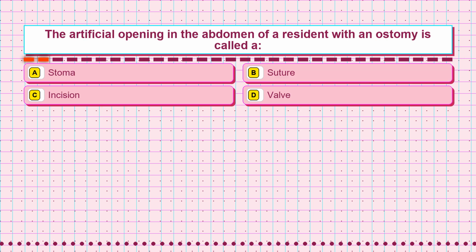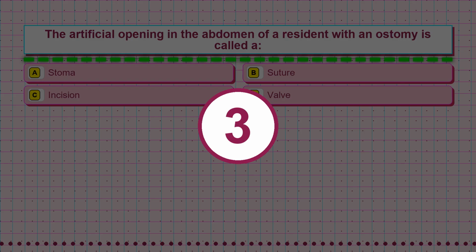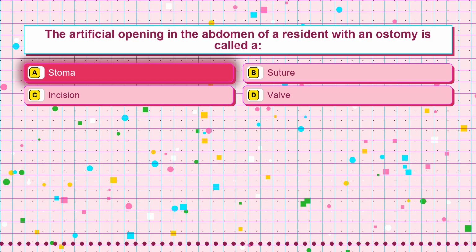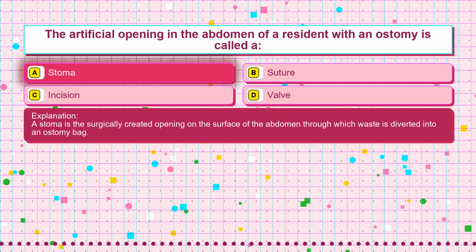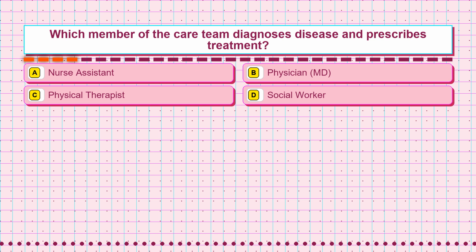Question 56. The artificial opening in the abdomen of a resident with an ostomy is called a: Option A, a stoma. Option B, suture. Option C, incision. Option D, a valve. The correct answer is option A, stoma. A stoma is the surgically created opening on the surface of the abdomen through which waste is diverted into an ostomy bag.